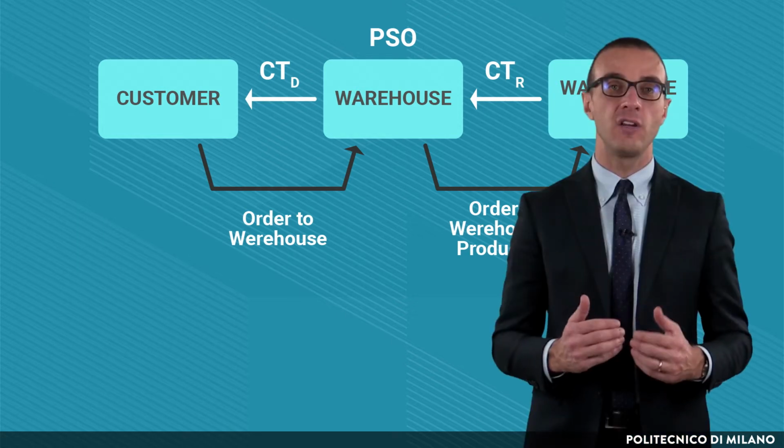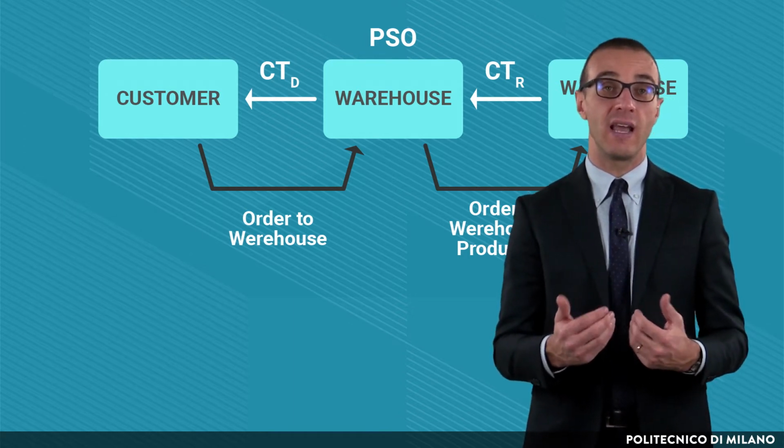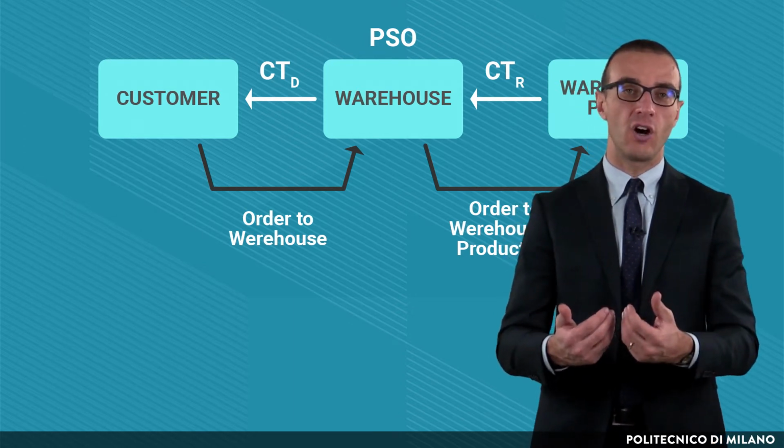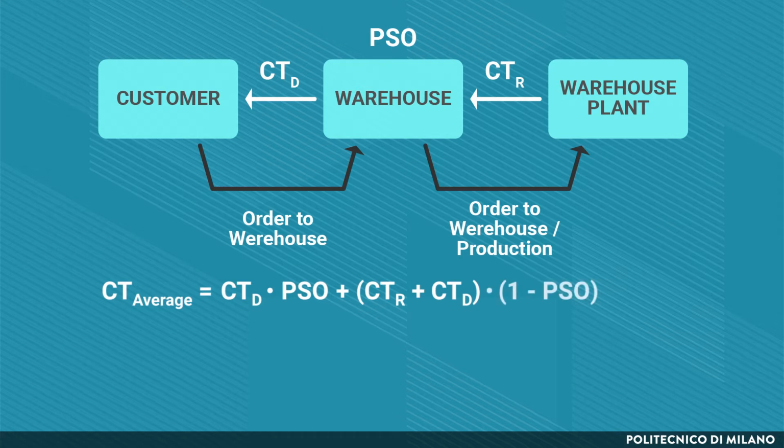In order to find the average value of the order cycle time, we need to consider both cases and their occurrences, which depend on the probability to avoid a stockout. Therefore, we have to sum up the delivery cycle time multiplied by the probability to avoid a stockout. This part of the formula represents the case in which items are available, and the sum of the replenishment and the delivery cycle times multiplied by the probability to have a stockout, that is 1 minus the probability to avoid a stockout. The second part represents, on the contrary, the case of items unavailability.